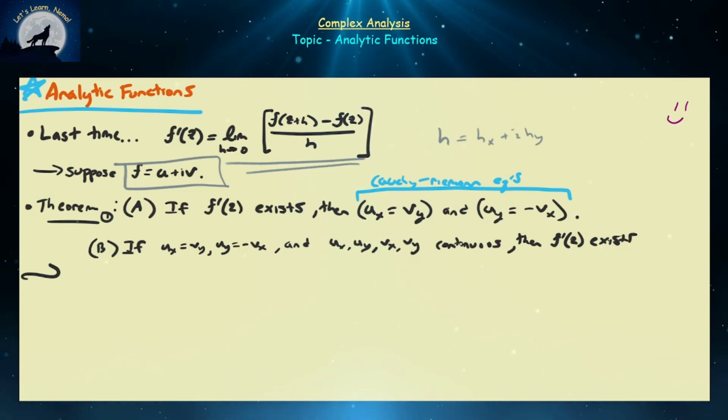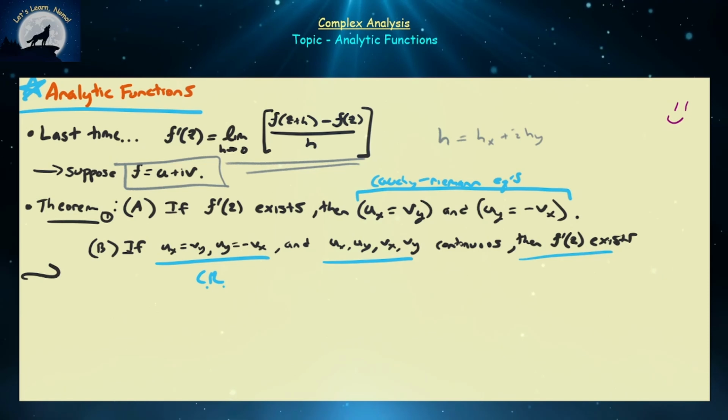Now, it doesn't necessarily go the other way around. You have to require continuity of its partial derivatives. So if the Cauchy-Riemann equations hold, and ux, uy, vx, and vy are all continuous, then f prime exists, implying that f is differentiable at that point. So this gives us a quasi if and only if criteria for differentiability of a function. Differentiability implying Cauchy-Riemann, and Cauchy-Riemann and continuity implying differentiability.